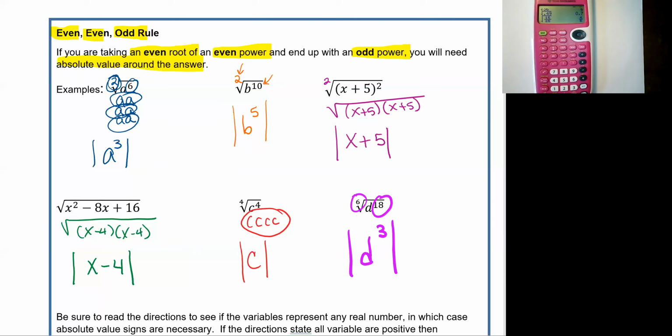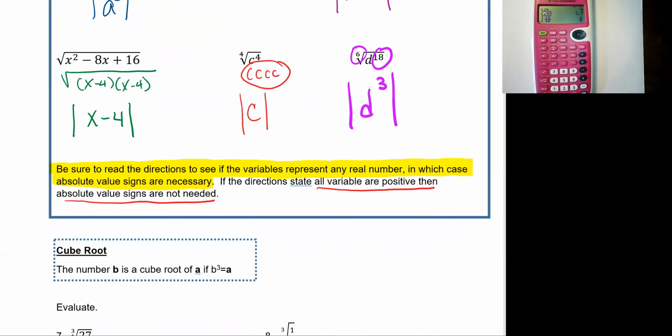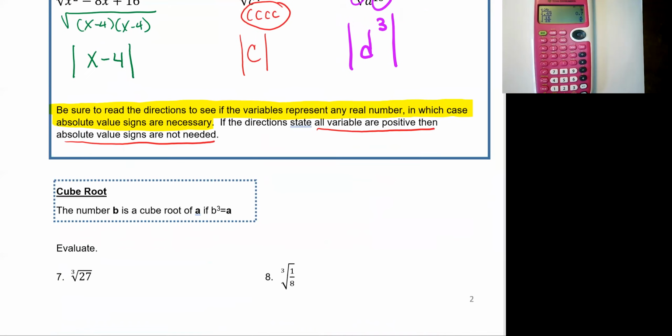But what I don't want you to do is to be all confused right now, because the key to this is reading the directions. Be sure to read the directions to see if the variable represents any real number, in which case you would need the absolute value signs. If the directions state that all variables are positive, then the absolute value signs are not needed. And we will most often use variables that are positive.